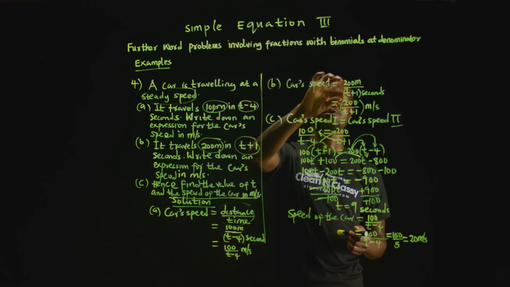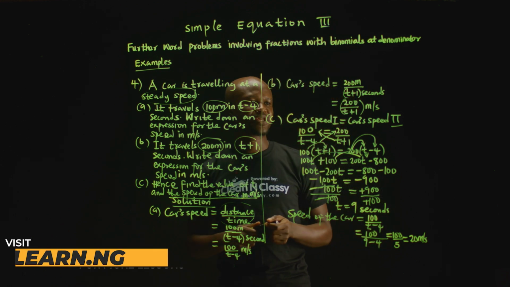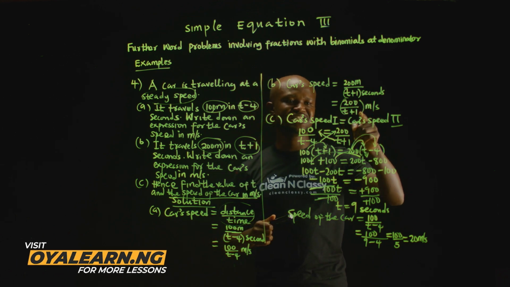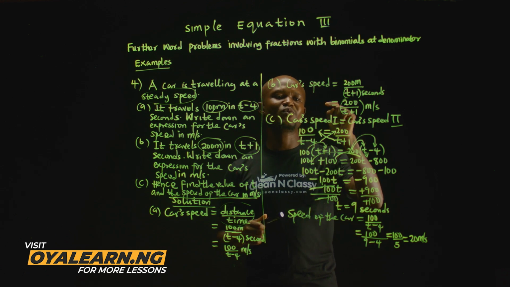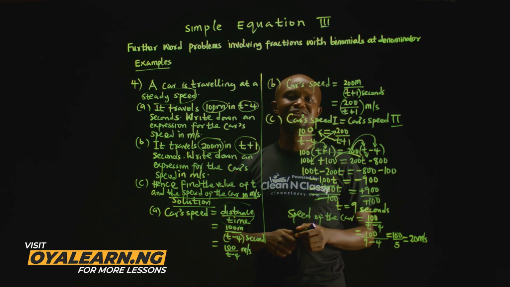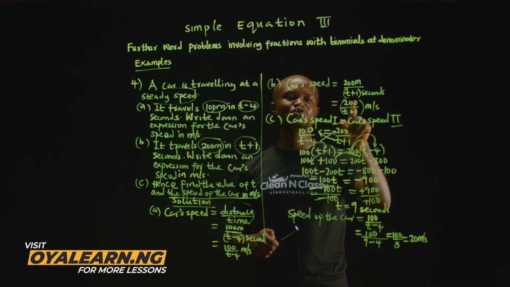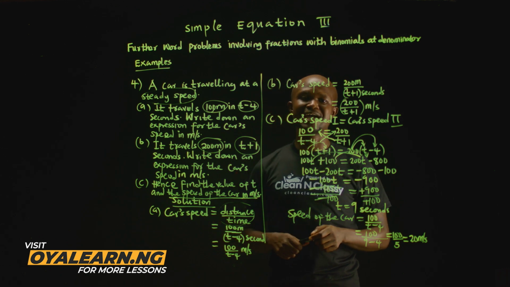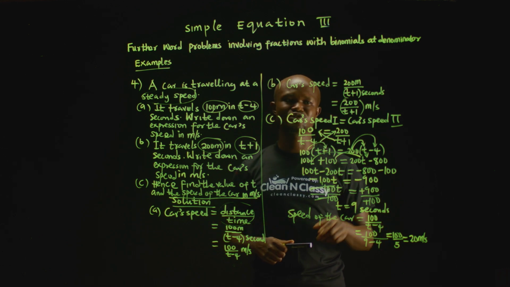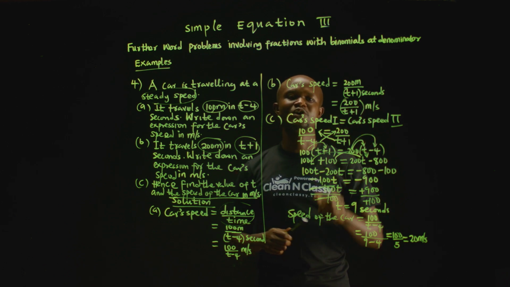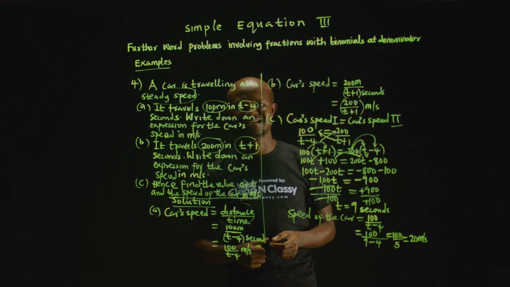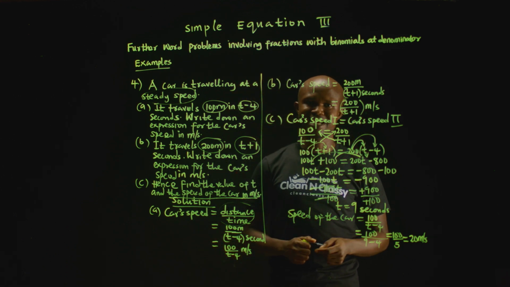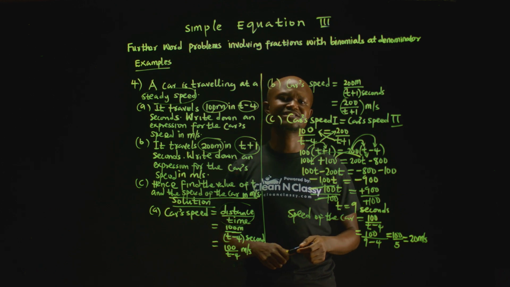We can also confirm this. For example, if I use the second expression, 200 divided by t plus 1, anywhere I see t, I put 9. So I have 200 divided by 9 plus 1. 9 plus 1 is 10, so we have 200 divided by 10, which is 20. So you can see, when you use the first one or the second one, you still get the same answer. That is the solution to the problem.